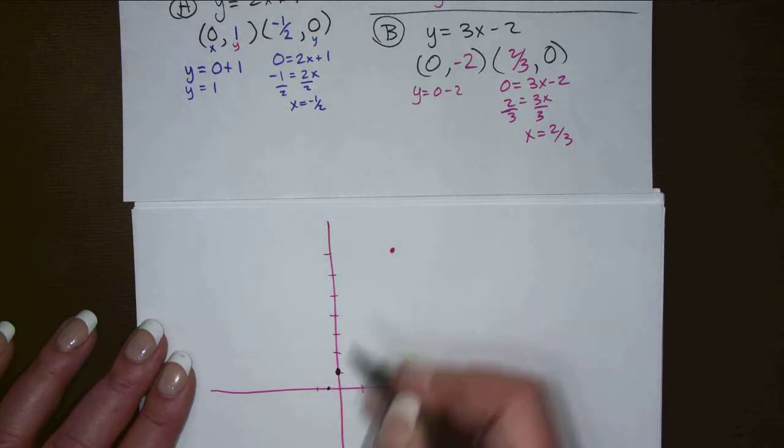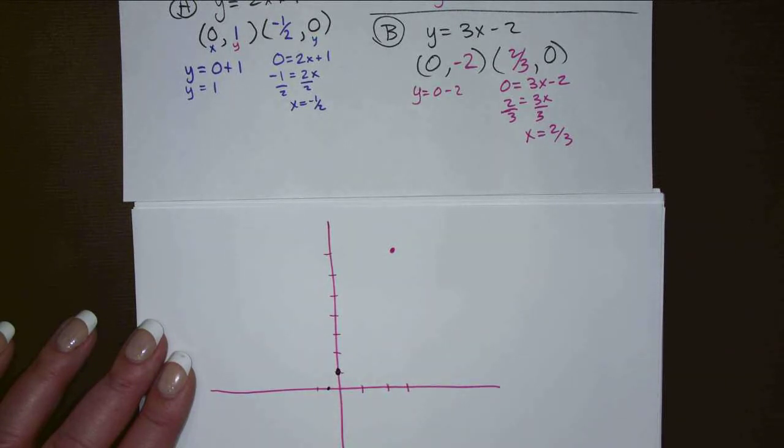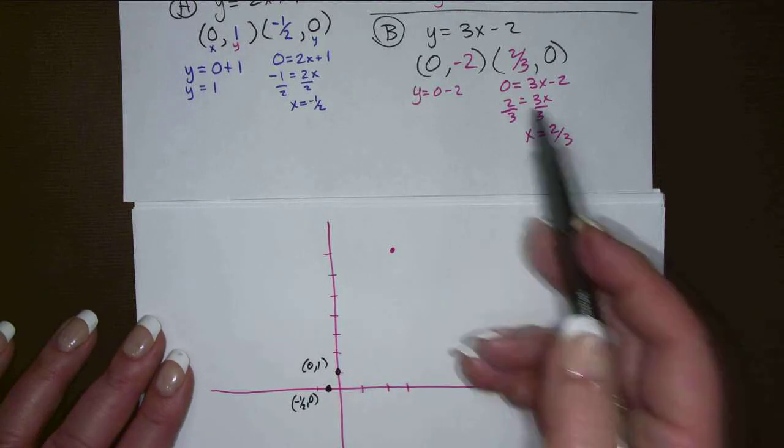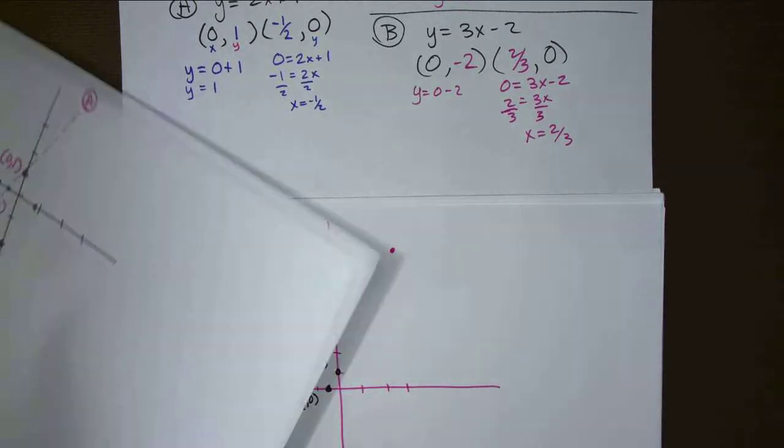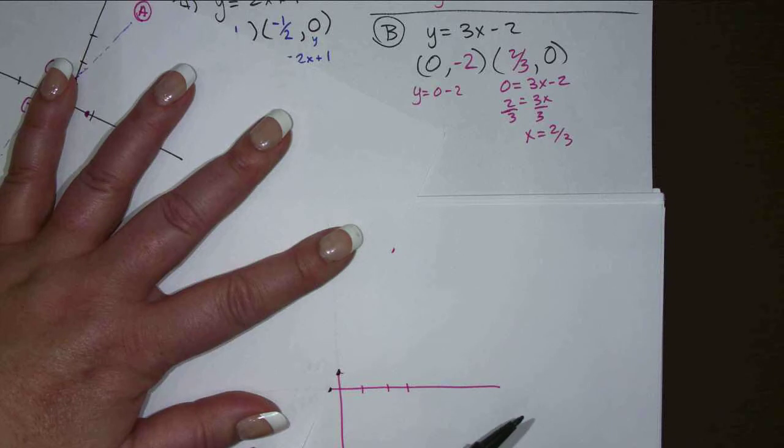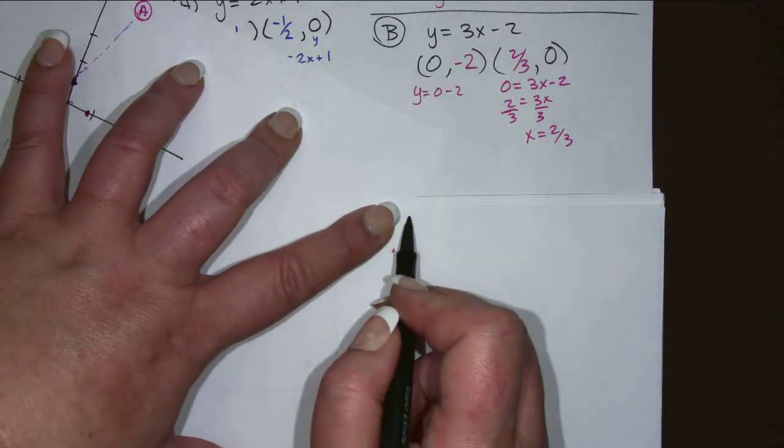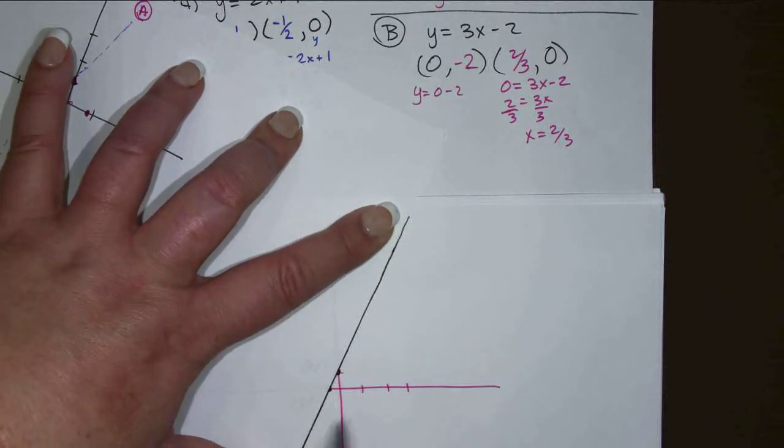And that looks like it's going to cross that point. They're sort of in the right order. This is (0, 1) and (-1/2, 0). Okay, and then our other line, if you can get them to go through, that would be perfect. So that's line A.